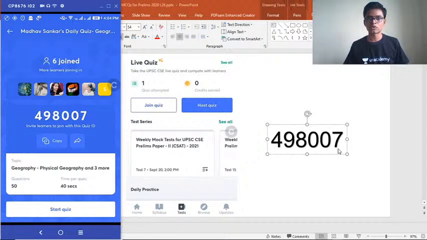We will start at 4:05. Anybody who wishes to join can join. This is free for everyone, not just for Plus learners. Anybody who wishes to participate can do so by simply downloading the app. So we will start now. Anybody who still wants to join, you are welcome to join this quiz even in between.